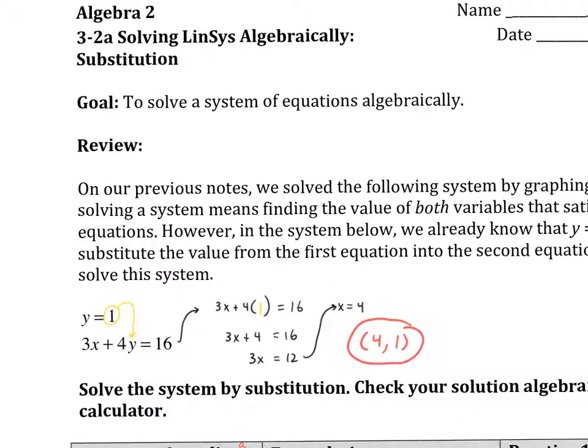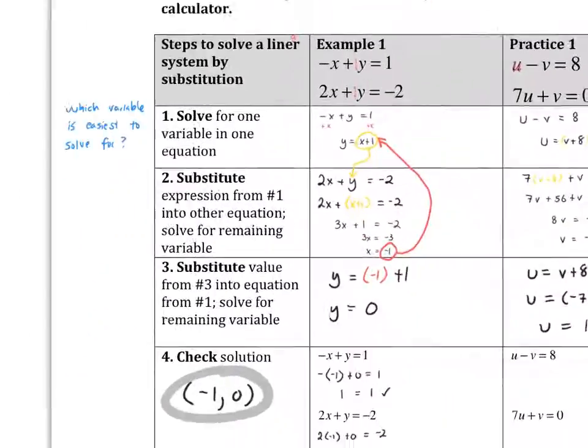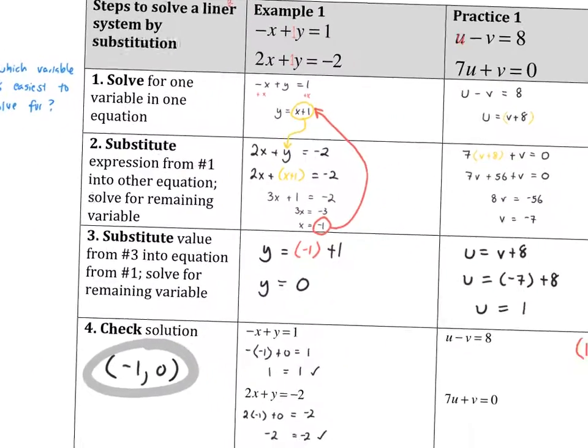Our goal remains the same today. We're going to be solving a system of equations. This time we're going to do so algebraically by substitution. By way of review, here are our 4 steps.